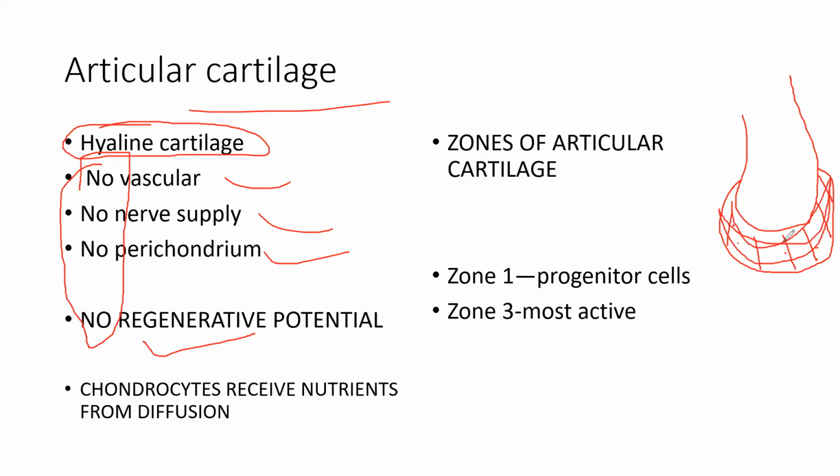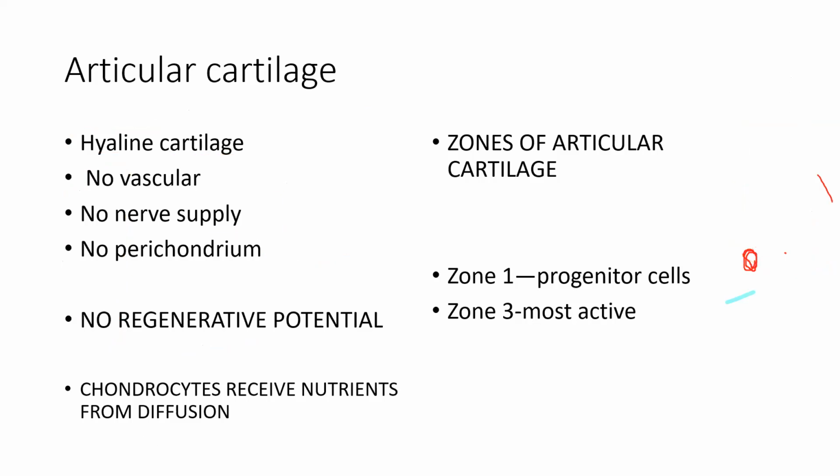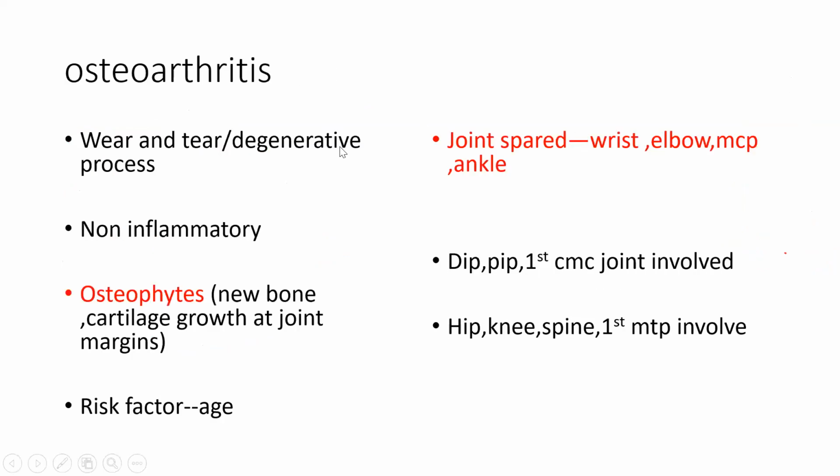How do the cartilage cells here stay alive? By diffusion, they take nutrients by diffusion. Just read this much, don't go ahead. It's a boring thing, but for MCQ you have to. Because of this, the cartilage will come to osteoarthritis.